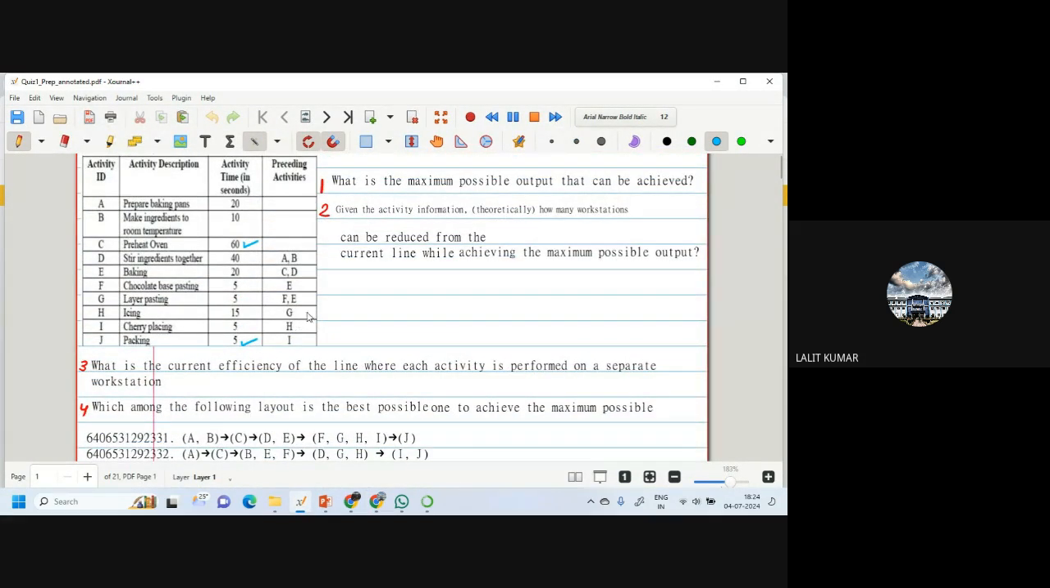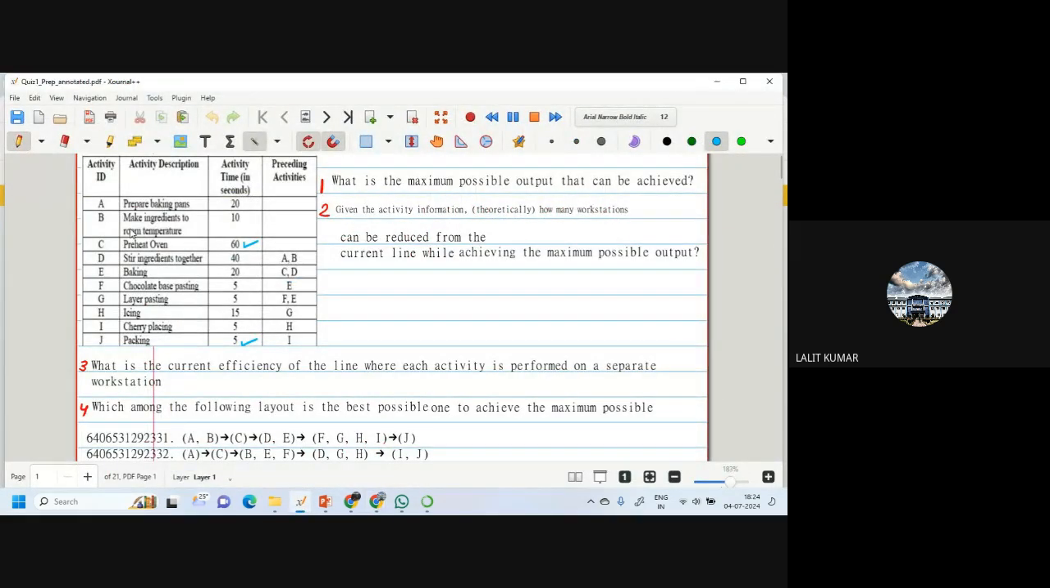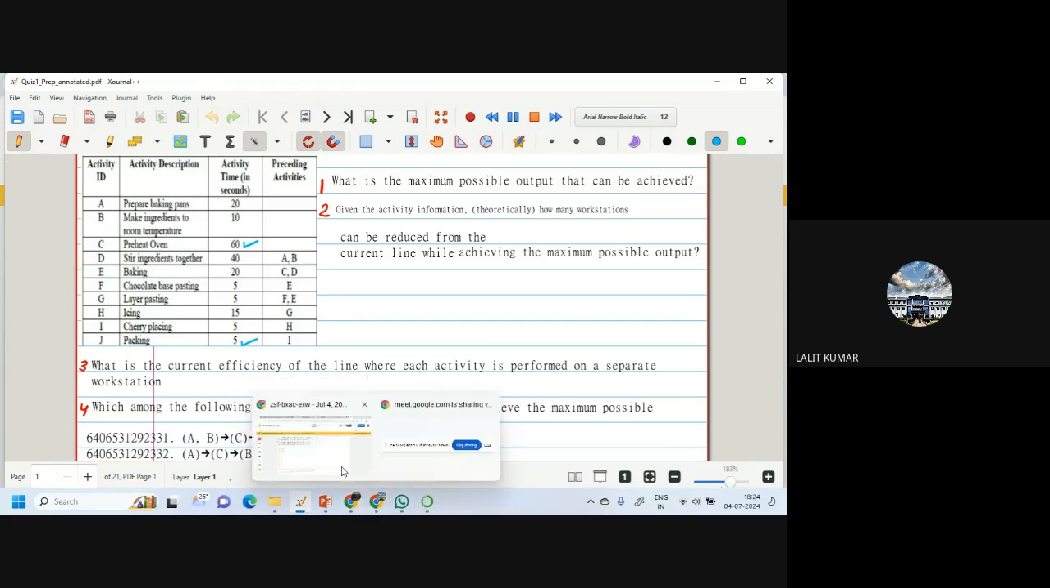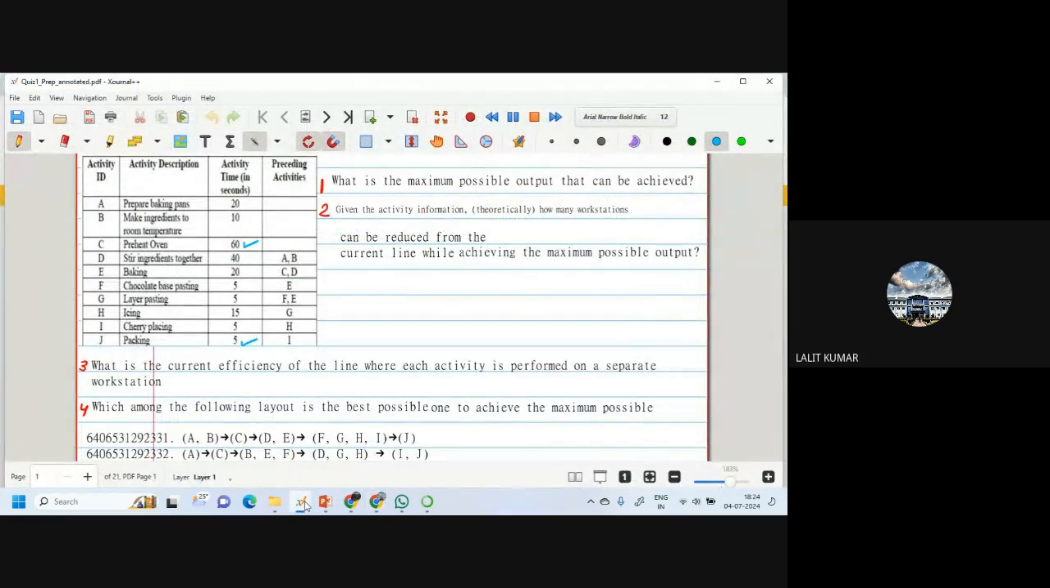A is 20, B is 10. No condition with B, so B can be done. A and B can be done in parallel. C is 60. And you can take a screenshot of this and paste it on the right side, right? Yes, correct, you're right.